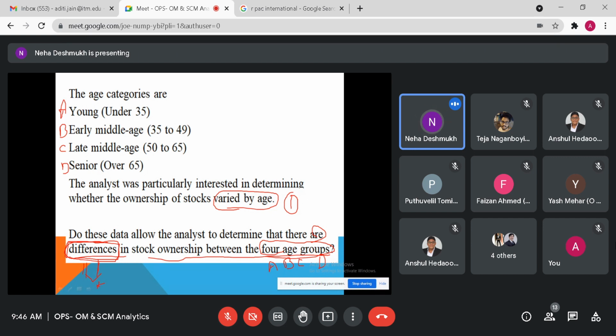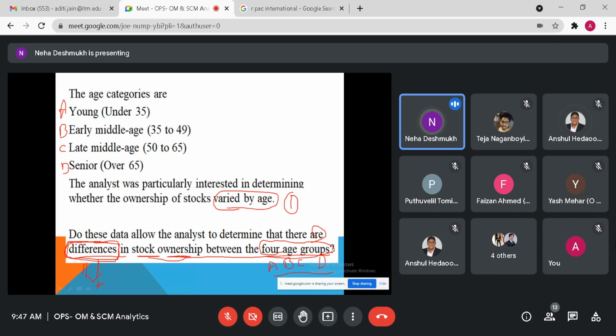It is clear in the query that four groups are there, and we want to check the differences or variation between four age groups and the data related to stock ownership. This whole information reflects that there must be some tool which can calculate the differences or variation between four variables, right? So we can conclude that we can go for the ANOVA. Are you with me?